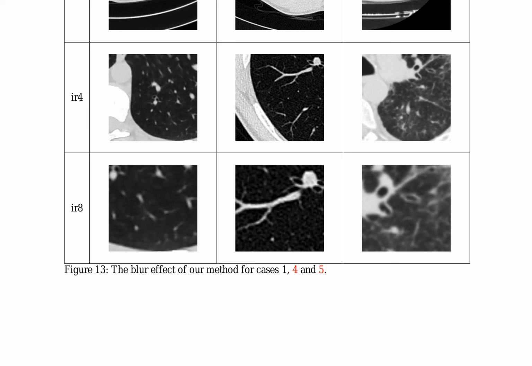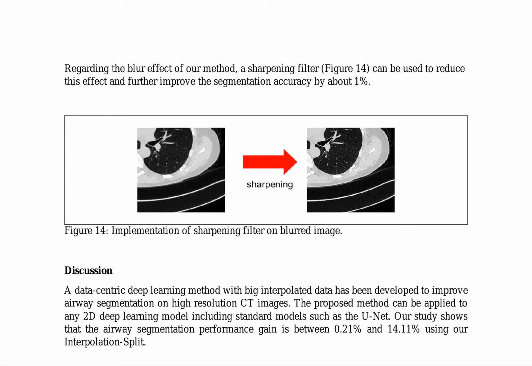The proposed method's performance in this regard can inform the development of strategies to mitigate the blur effect and optimize image quality. Utilizing a sharpening filter can reduce blurriness and enhance airway segmentation accuracy by approximately 1%. The filter, illustrated in Figure 14, improves segmentation performance, as it tackles the visual blooming effect.